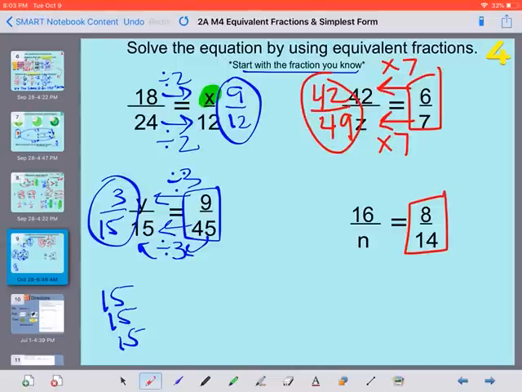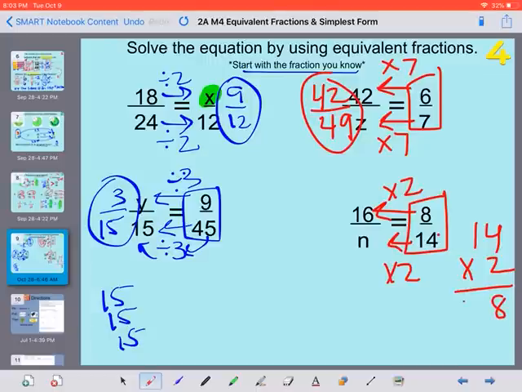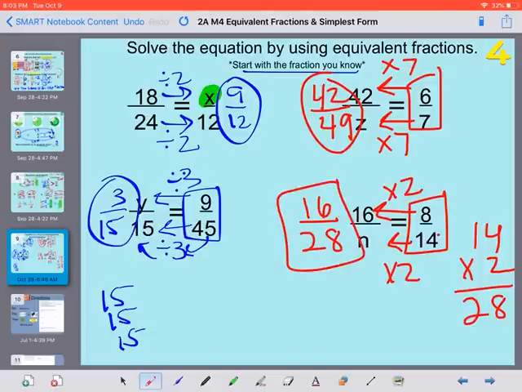So we have 8 over 14. We're moving to 16. That's getting bigger, so I know we're multiplying. 8 times 2 is 16. Same thing on the denominator. 14 times 2. If you're not sure, multiply it out. 4 times 2 is 8. 2 times 1 is 2. Gives us 28. So again, start with the fraction that you already know. Then work to the one that you need to find.